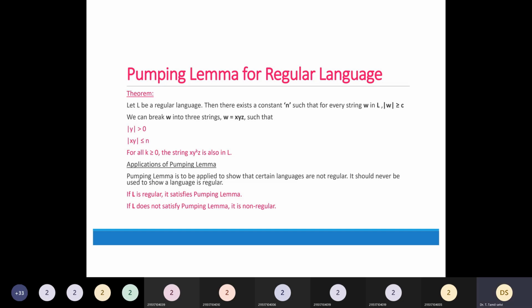Okay, so the basic application here: the pumping lemma is to be applied to show that certain languages are not regular. It should never be used to show a language is regular. As I told, vice versa is not possible. This lemma is used to prove that certain languages are not regular. So if L is regular, it satisfies the pumping lemma. If L does not satisfy the pumping lemma, it is non-regular.